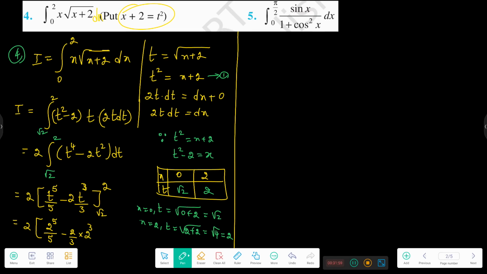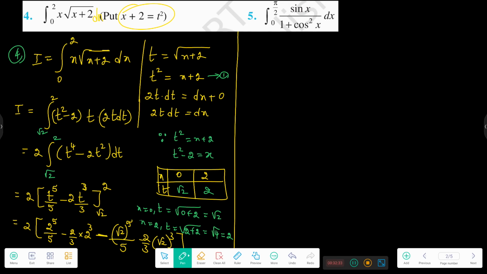This is the upper limit minus the lower limit. Lower limit, what? Root 2. When you apply the lower limit root 2, what am I getting? Root 2 whole power 5 divided by 5 minus 2 divided by 3 into root 2 whole power 3. That's it. Now you have to simplify this.